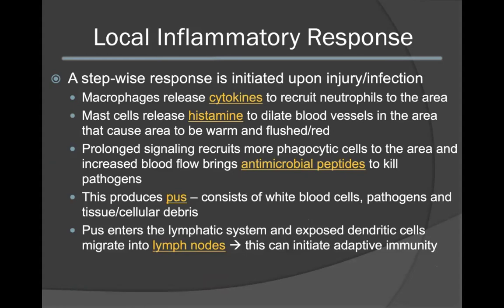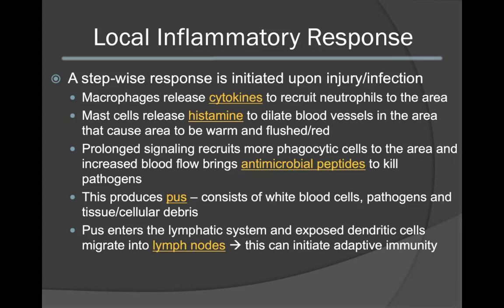We are now going to take a look at various types of inflammatory or immune responses, first beginning with a local inflammatory response. This type of response is initiated whenever there is injury or a primary site of infection. In this type of response, macrophages will release cytokines. The release of these cytokines helps to recruit neutrophils to the area of concern.